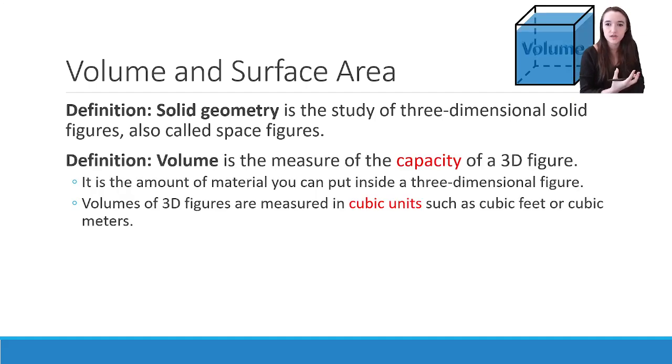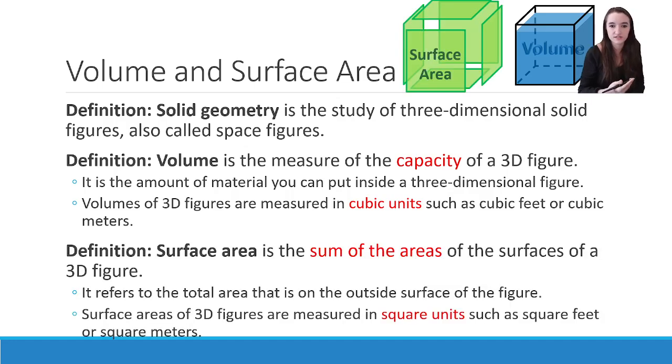The volume is sort of like the area was for our two-dimensional figures. It is the measure of the inside of our space figure, or our shape in this case. So it is the measure of the capacity of a 3D figure. It's the amount of material you can put inside that 3D figure. So just like area was two-dimensional units, perimeter was one-dimensional units, volume is now three-dimensional units, or cubic units, such as cubic feet or cubic meters.